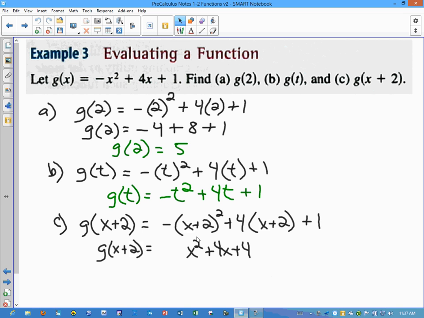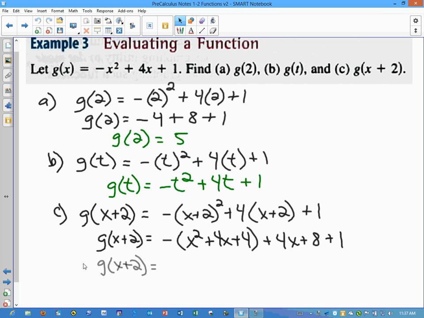So we square it, which gives us this whole quantity, and don't forget, we're taking the negative of all of that. So it's still negative of all of that, and then we can distribute on the next one. 4 times x is 4x, 4 times 2 is 8, and then bring down the plus 1. That gives us g of x plus 2 is, now we want to distribute the negative sign, so it's negative x squared. This becomes a negative 4x, and then this becomes a negative 4. And we just bring down the rest of the problem, 4x, 8, and 1.